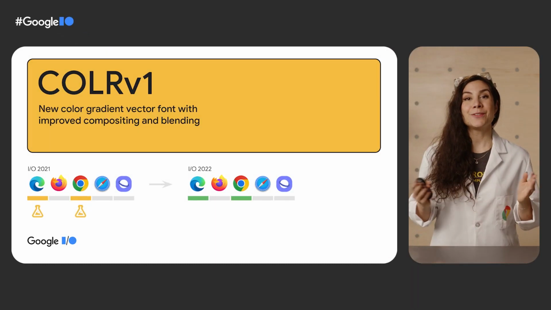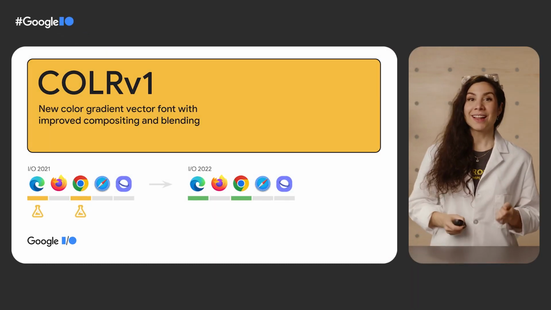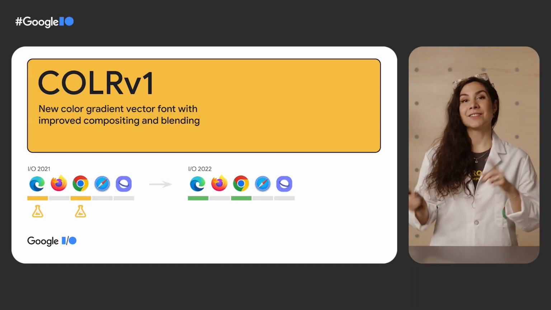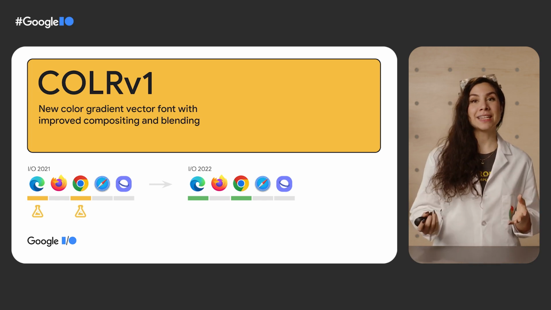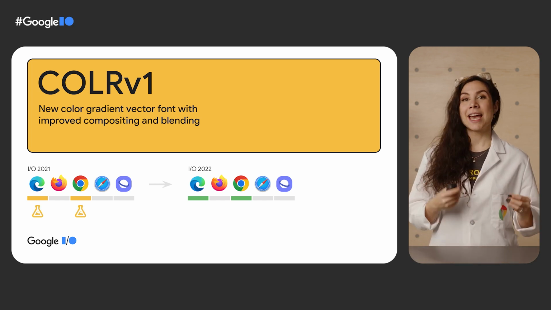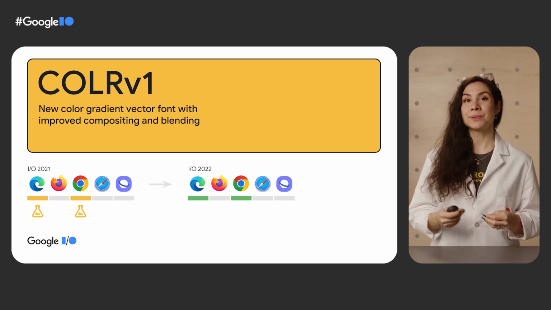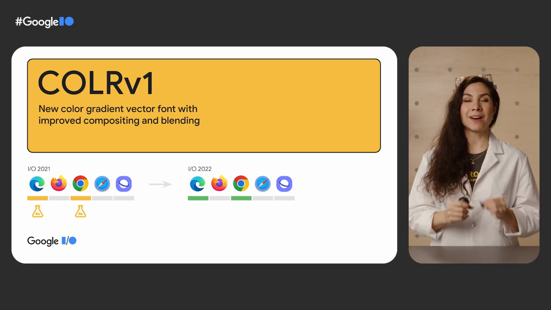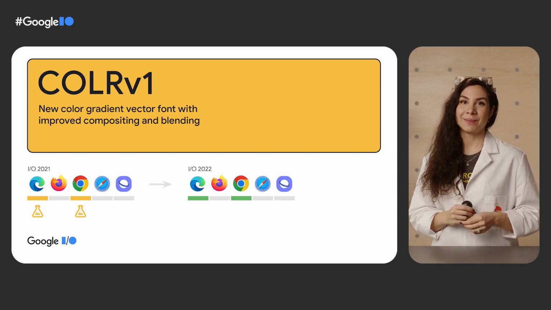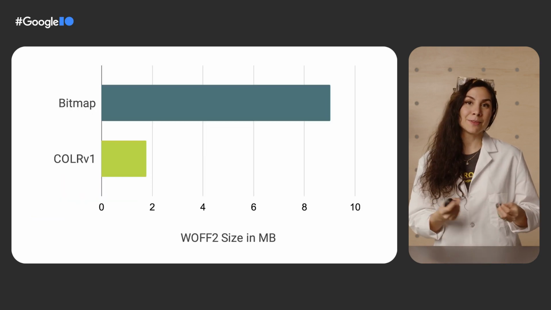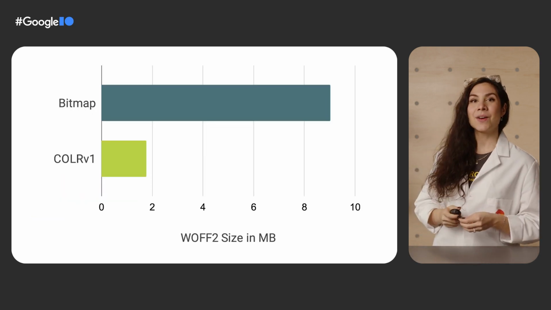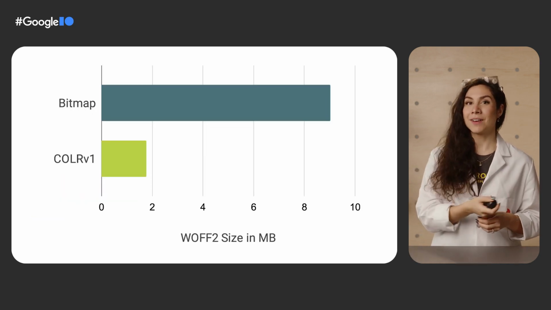There's also a new font format coming to browsers. Color V1 is an evolution of the Color V0 font format, which adds gradients, compositing and blending, and improved internal shape reuse for more crisp and compact font files that compress more efficiently. This compression leads to some nice performance gains, as you can see here, when compared to the bitmap alternative of that font file.